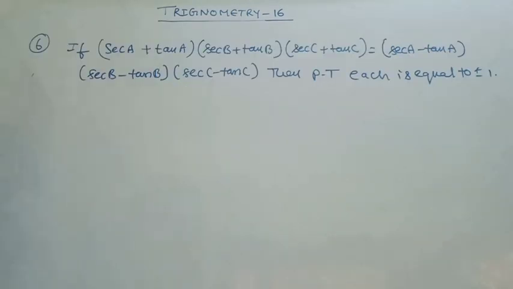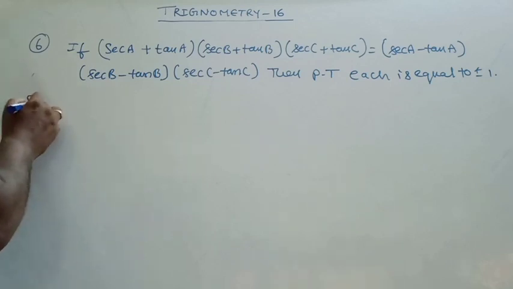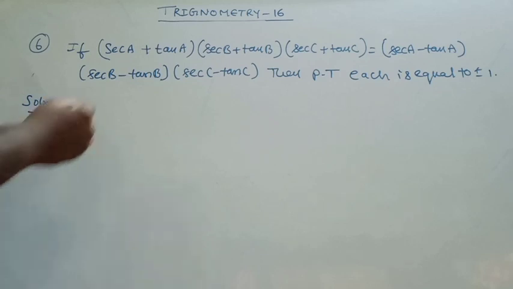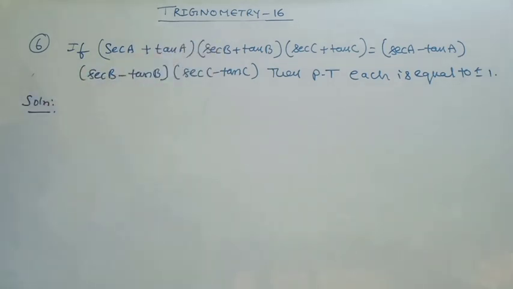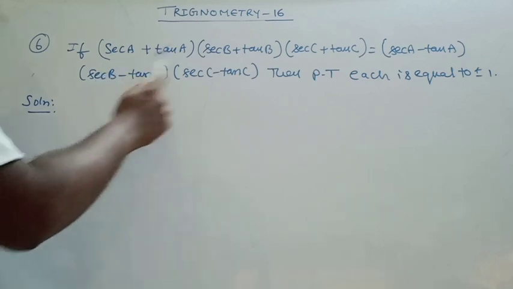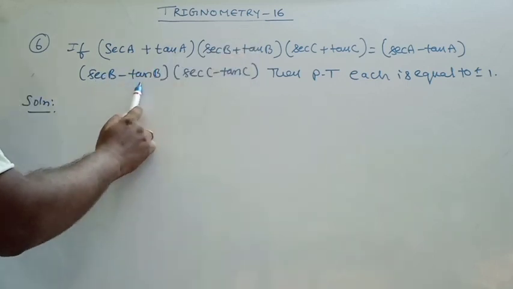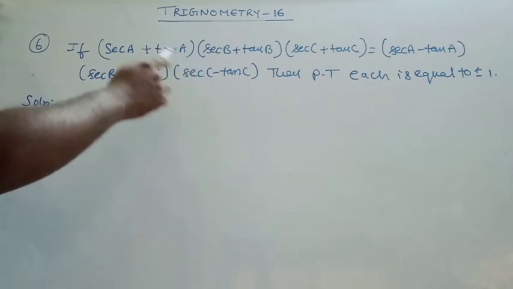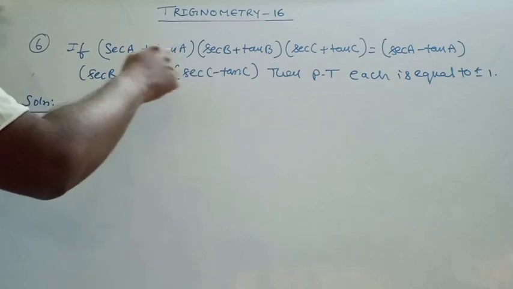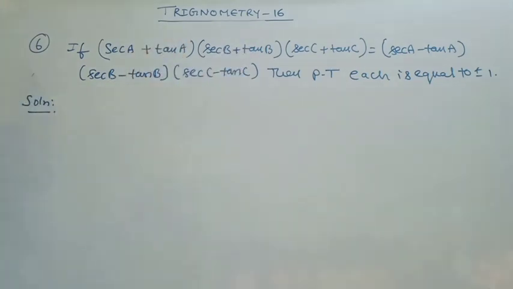Next we have one more interesting problem. This is the 6th one, and this problem also they have asked doubts about. It is given that secant A plus tan A into secant B plus tan B into secant C plus tan C equals secant A minus tan A into secant B minus tan B into secant C minus tan C. If they are equal, then we need to prove each of them should be equal to plus or minus 1. How will we do this?